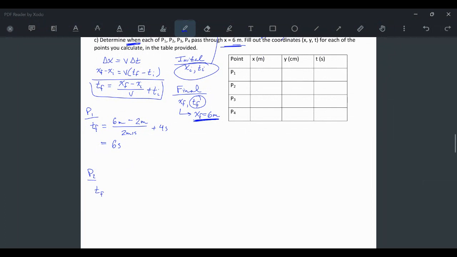So we're trying to solve for the time when P2 is going through x equals 6. That means x equals 6 is our final position. Our initial position we just said was 7 meters. Divide that by the velocity, and our initial time from the previous page was 4. So we get minus 0.5 seconds plus 4 seconds, which equals 3.5 seconds, which is smaller than 4 seconds. So what we predicted to happen did happen.